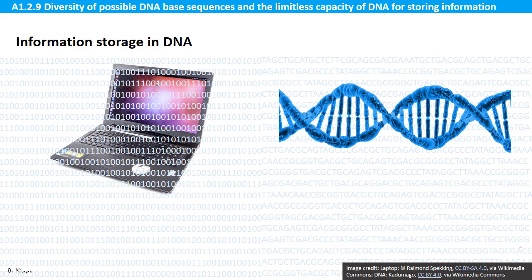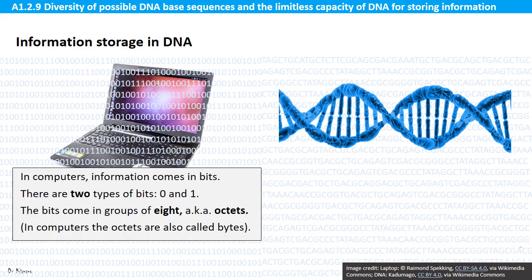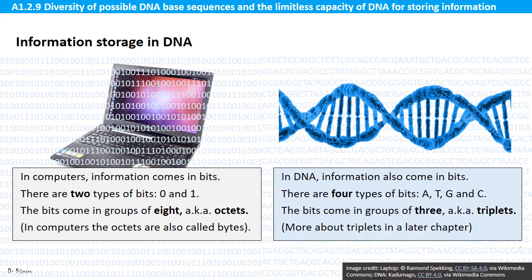Information storage in DNA. In computers, information comes in bits. There are two types of bits, 0 and 1. The bits come in groups of 8, also known as octets. And in computers, the octets are also called bytes. In DNA, information also comes in bits. There are 4 types of bits, A, T, G, and C. And the bits come in groups of 3, also known as triplets. And more about triplets in a later chapter.